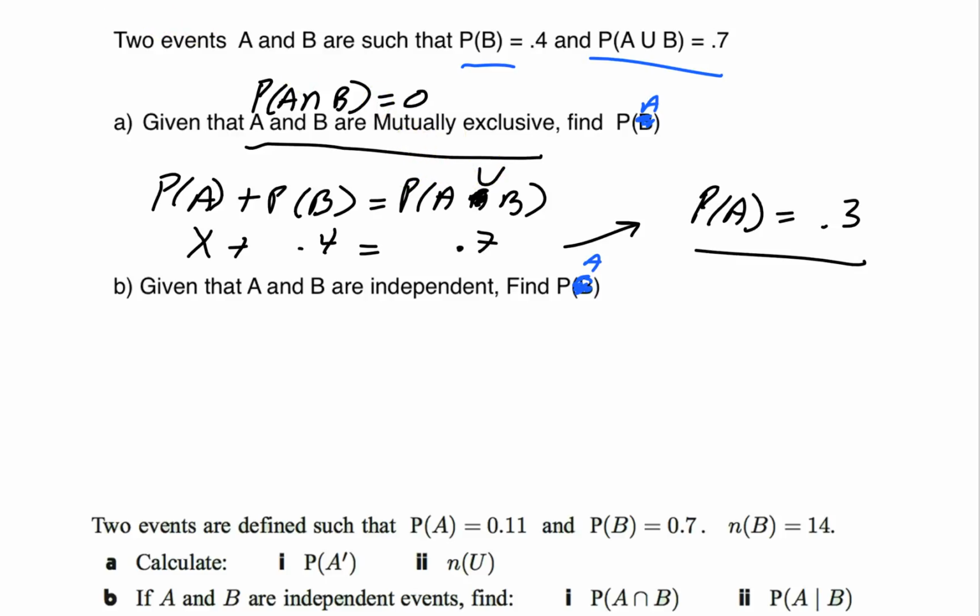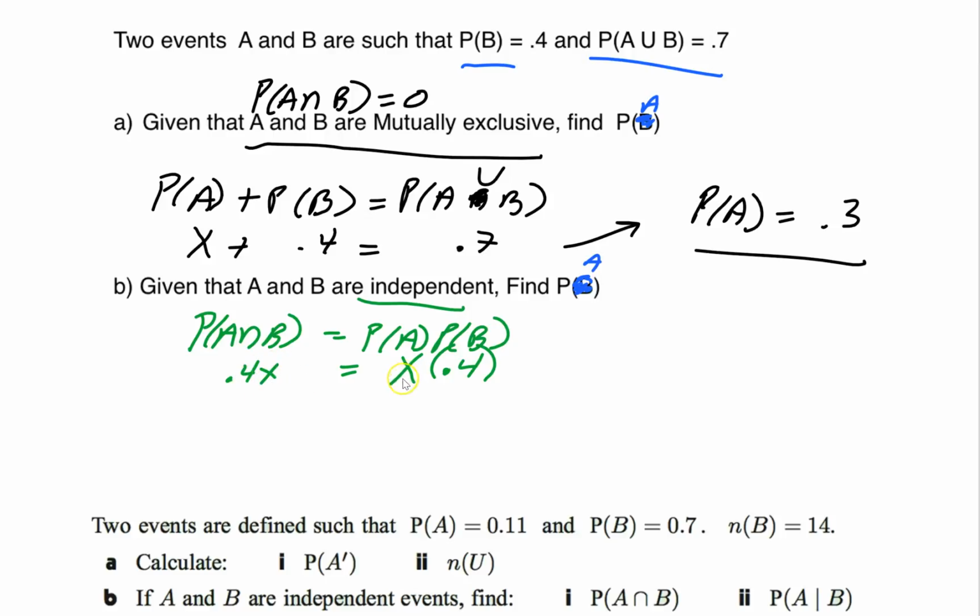Now, if they're independent, right? So this one says, given they're independent, which starts a different problem. Start brand new. Independent means something different. That means the intersection equals the two things times each other. So in that case, let's put down what we know. We know this is 0.4. I'm looking for this, so that's x. And I don't have the intersection, so all I know right now is that it is 0.4x.